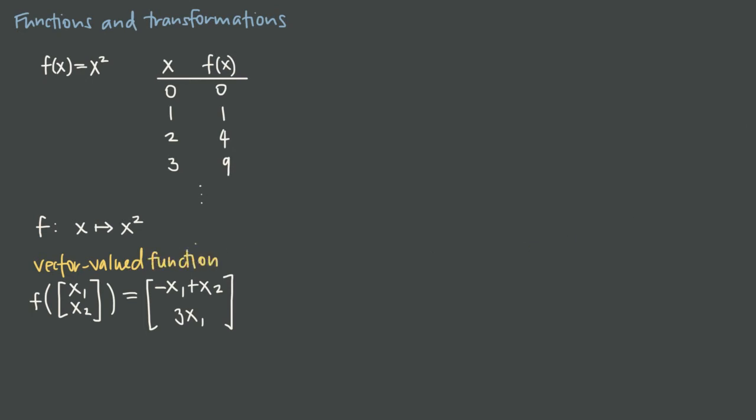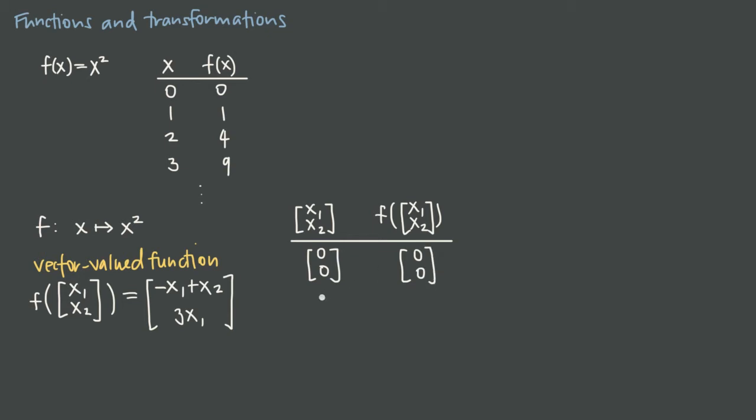And you can see here that if we make a table of values for this, we put in inputs, x1, x2, input vectors, and the result that we get out is this vector here, which is f of the vector x1, x2. And so if we look at some input-output pairs here, let's say that we input 0, 0. So we input the vector 0, 0. What do we get out? Well, we get negative 0, that's just 0, plus 0. So we get 0 here for the first component. And for the second component, we get 3 times 0, or 0. So that just maps the 0 vector to itself.